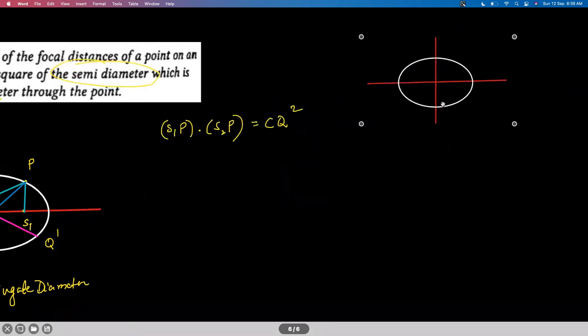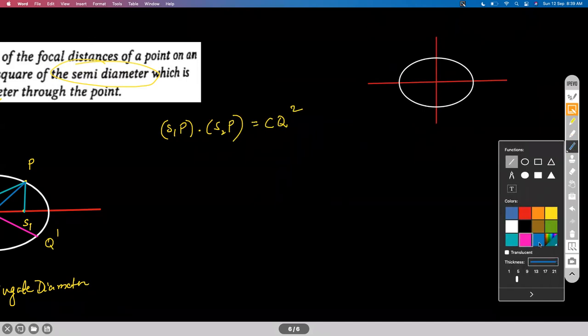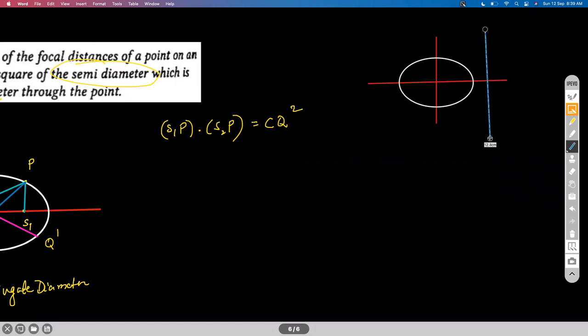See, let me make a separate diagram. This is, let's say, the directrix corresponding to this focus. Right, let's say if I take a point P here, which is X1, Y1. What is this distance S1P? Let's say this is your AE comma zero.